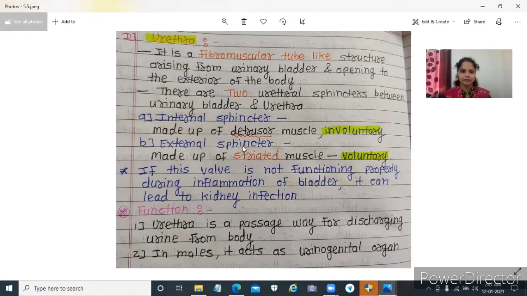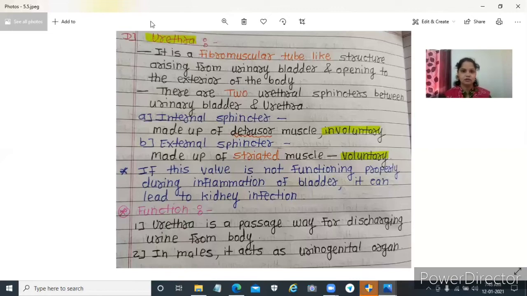While the external sphincter is made up of striated muscle, and these striated muscles are voluntary in function. Voluntary means under the control of our willpower, involuntary means not under the control of our willpower. If this wall, meaning the internal sphincter and the external sphincter, is not functioning properly during an inflammation of the bladder, it can lead to a kidney infection.